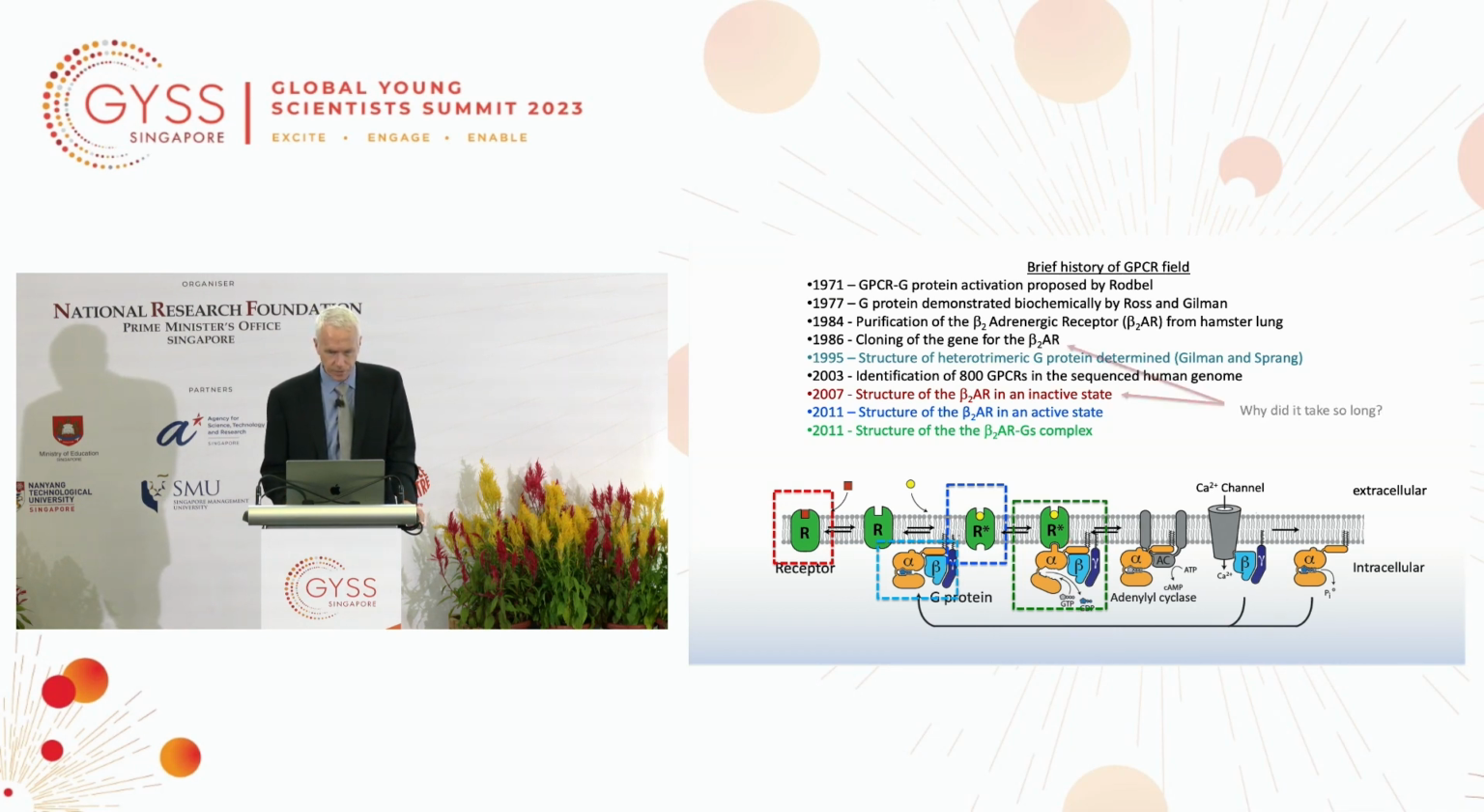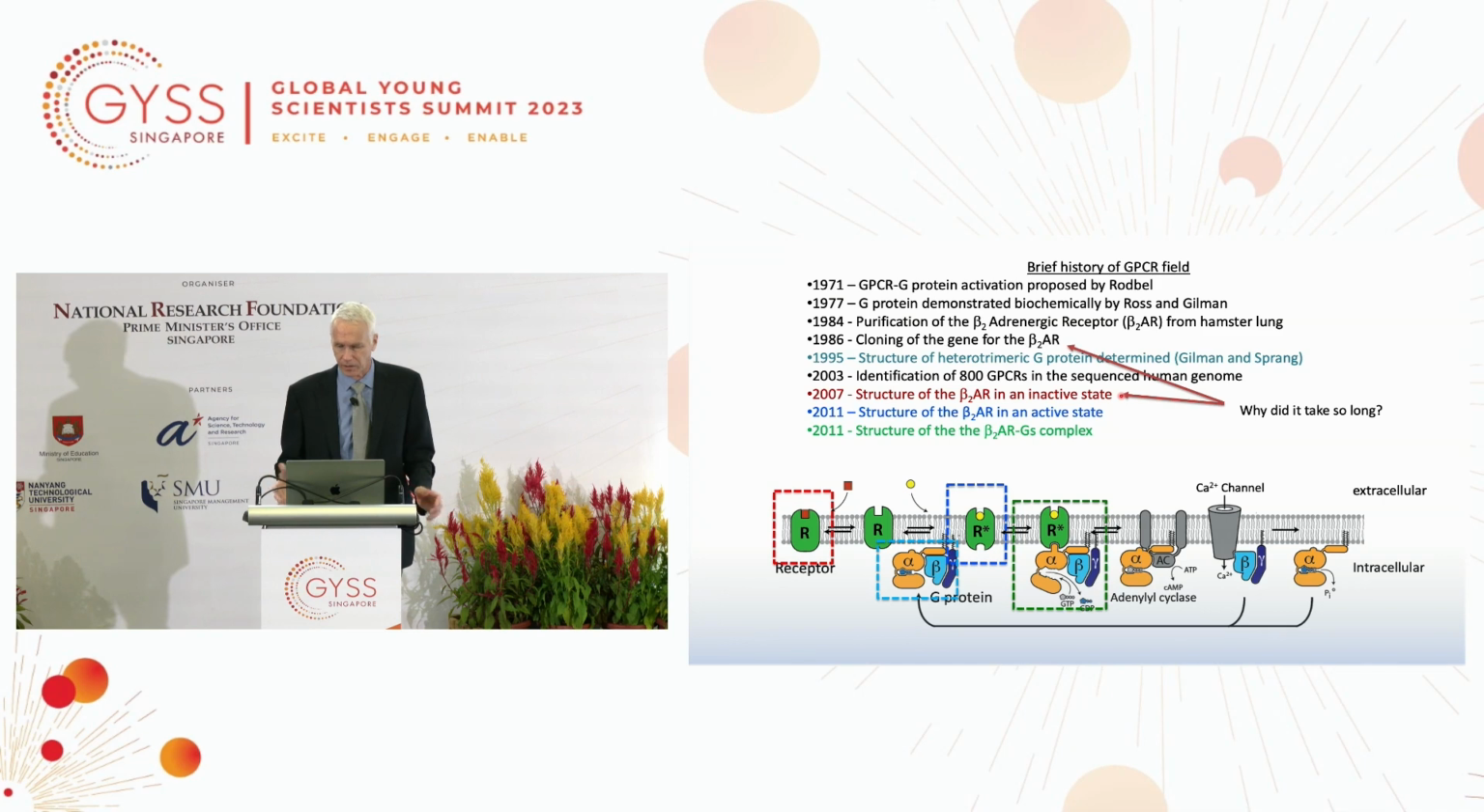So why did it take so long to go from the cloning, when we actually knew what the protein sequence was? We had the DNA, we could start making protein. Why did it take so long to get from having the clone to understanding what its structure is? And so I'm going to give you a little idea about why these proteins were somewhat difficult experimental targets, and it's related to how versatile they are as signaling molecules.